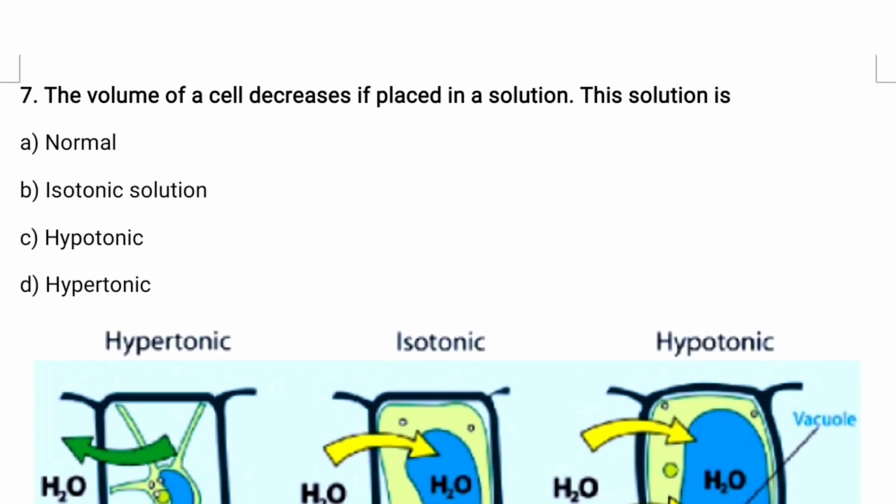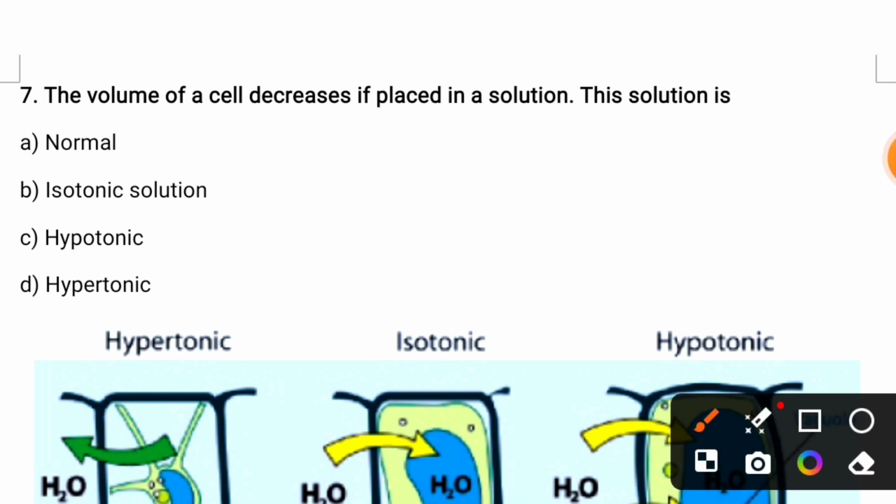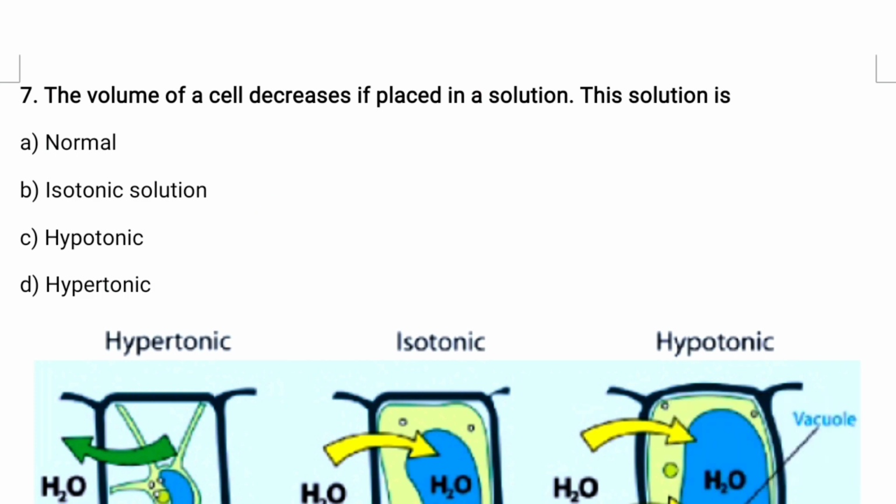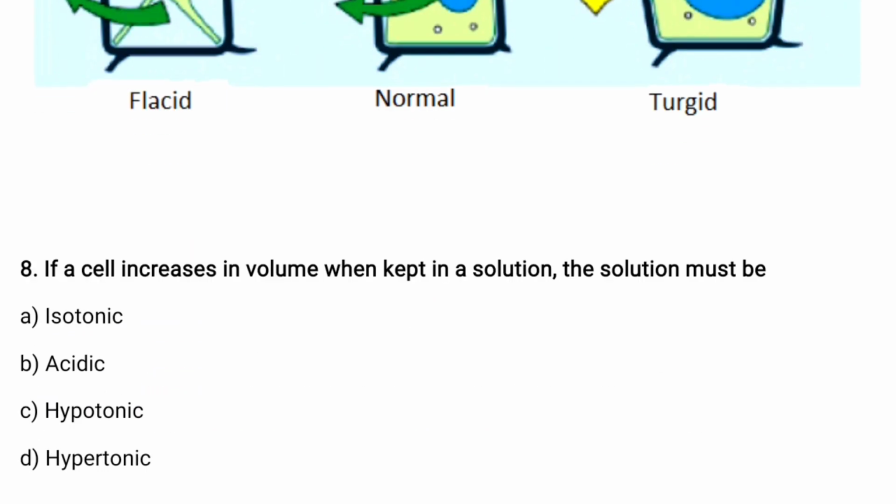So let's see our actual question. The volume of a cell decreases if it is placed in a solution. This solution is... the answer is D, hypertonic solution. The volume of the cell decreases when it is placed in hypertonic solution. Okay, so let's see the next question.